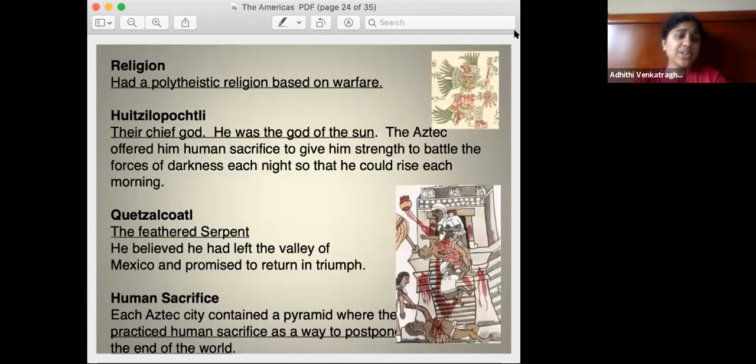The Aztecs had a polytheistic religion based on warfare. So I can't pronounce the name, but he was their chief god, their god of the sun, and the Aztec offered him human sacrifice to give him strength to battle the force of darkness each night so that he could rise each morning. They also had Quetzalcoatl, the feathered serpent, and they believed he had left the valley of Mexico and promised to return in triumph. Each Aztec city contained a pyramid where they practiced human sacrifice to postpone the end of the world.